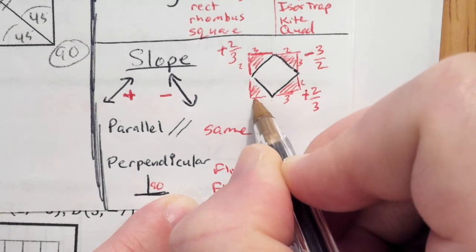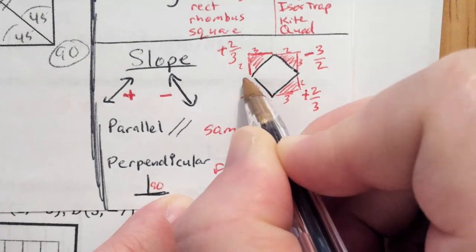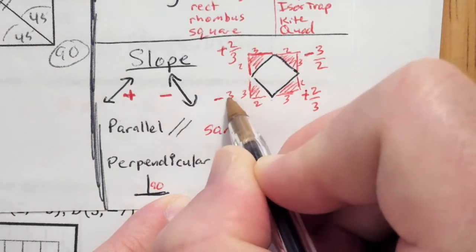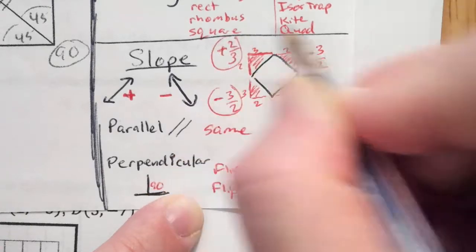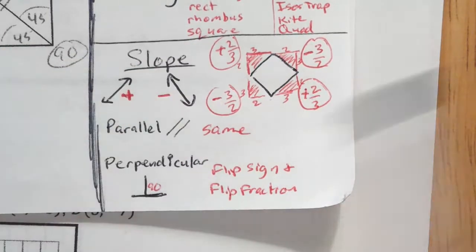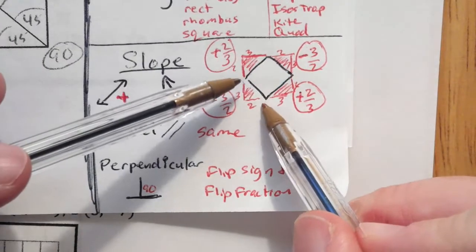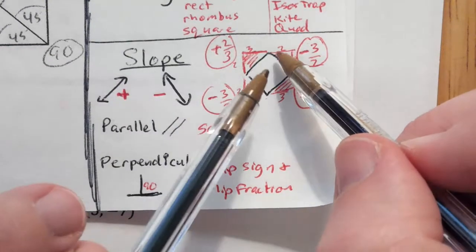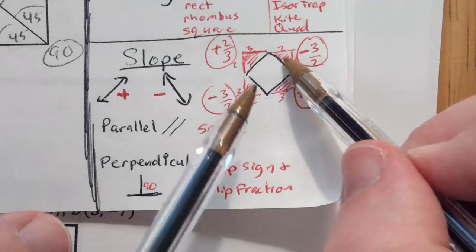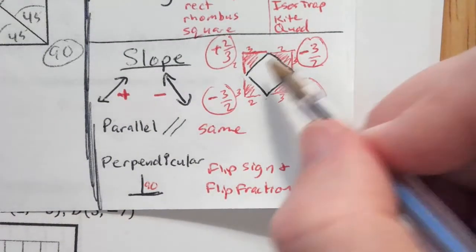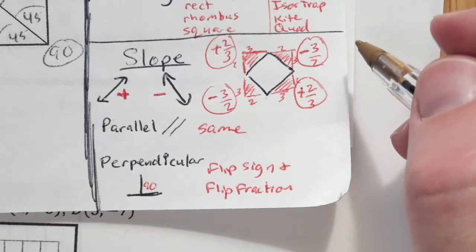All right, let's say that this part right here was 2 and this was 3. So this is falling from left to right, so it's a negative. And it rose 3, it ran 2. So we're looking at these right here. Notice that the opposite sides are exactly the same. Both of them were positive 2 over 3, and this right here is negative 3 over 2. So at the very least, those are parallel to each other. That's very important. At the very least, it's a parallelogram.